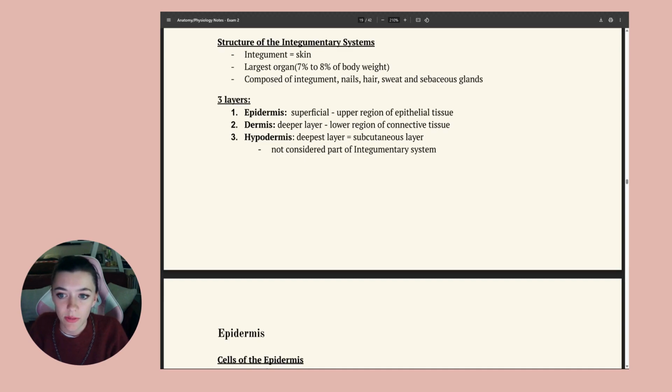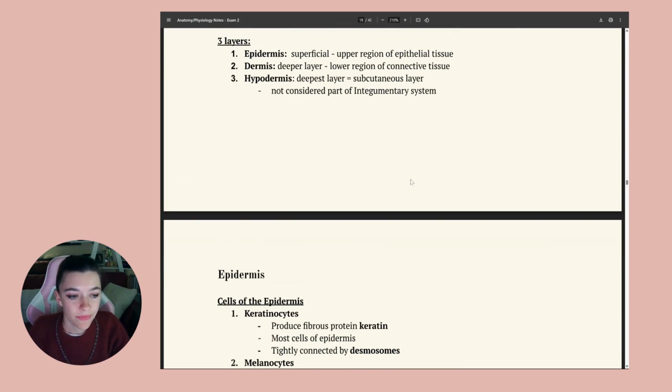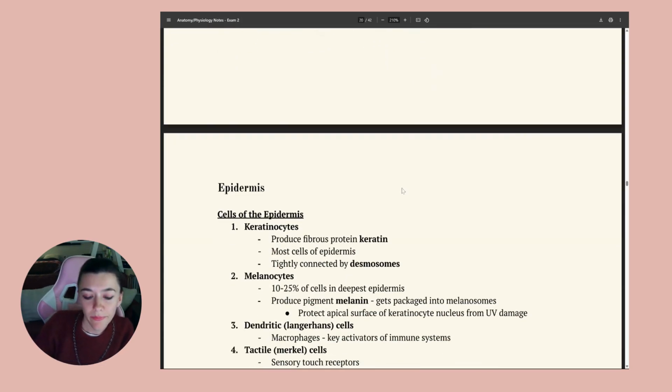It's also known as your subcutaneous layer. And remember, out of these three, your hypodermis is not considered part of the integumentary system. So that might be a little test question right there.